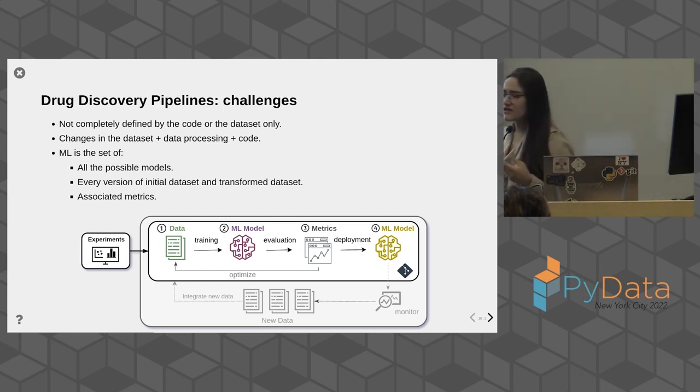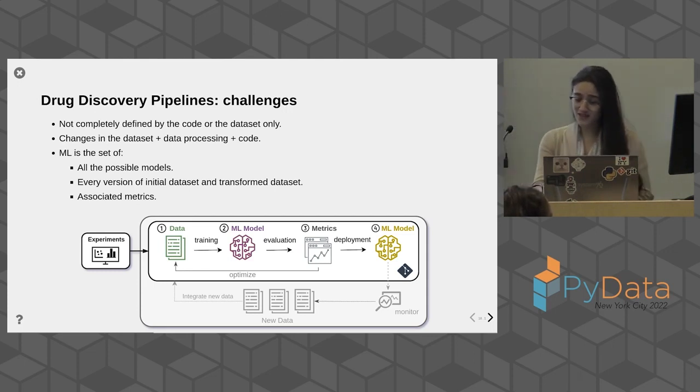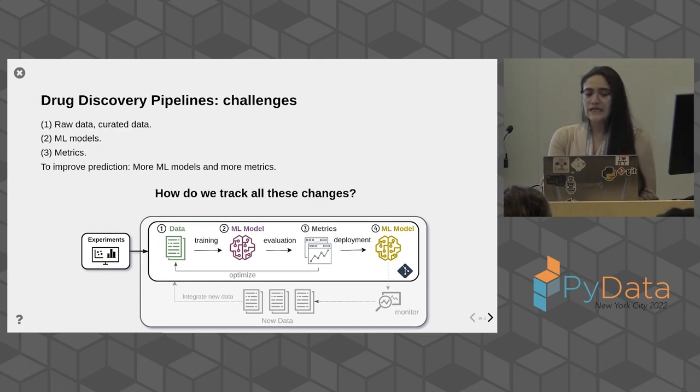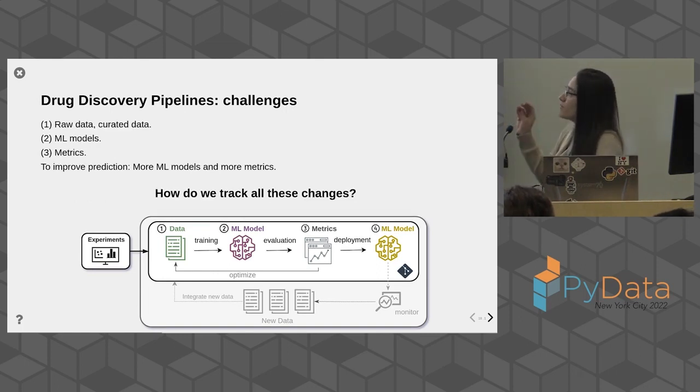How do I keep track of all of this? And also fast enough that I can move with the new publications and new data that is available. In particular, to track raw and curated data, ML models, and metrics. And also, if I am keeping track of all these points, then how do I improve the prediction?